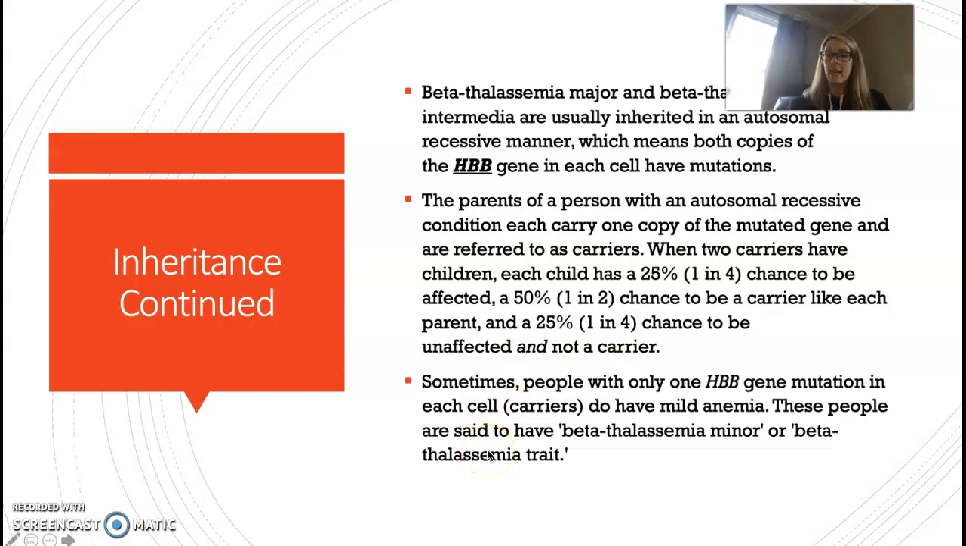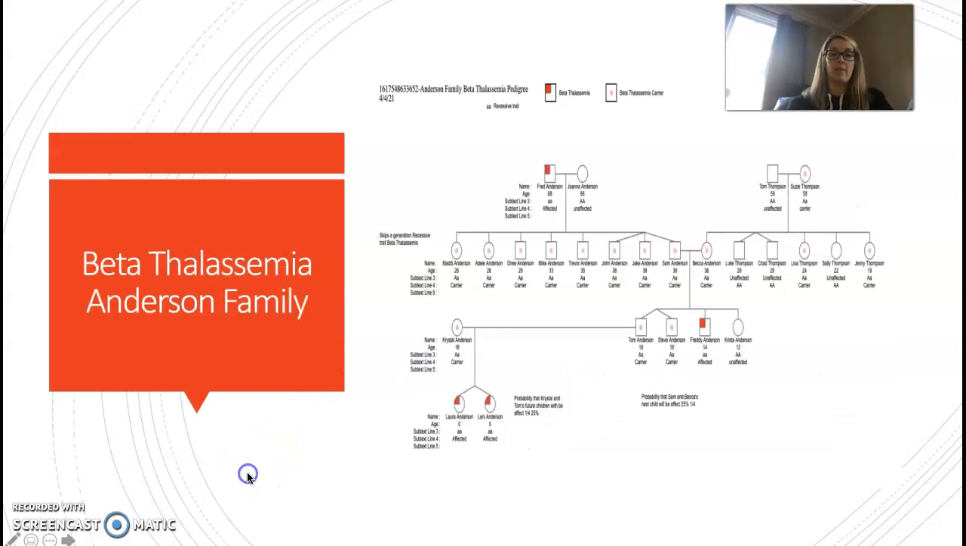That being said, some people have the HBB gene mutation as carriers with mild anemia, and they're said to have beta thalassemia minor, or the trait per se, but it's not affecting their lifestyle to the extreme where they have to intervene. This is just a little chart I threw together to give you a rough idea of what it looks like when people get married, when they have children, and how you can be a carrier, how you can be affected, or how you can be completely unaffected.